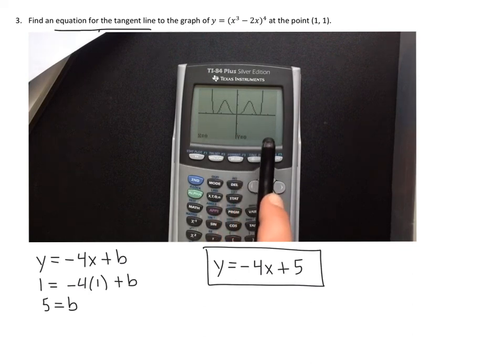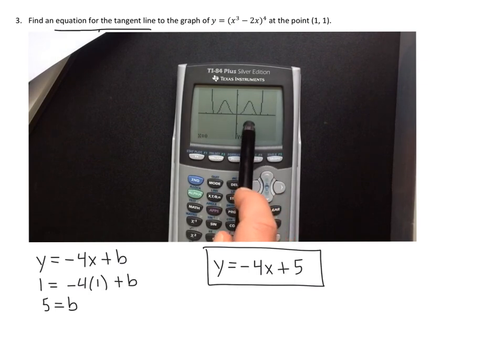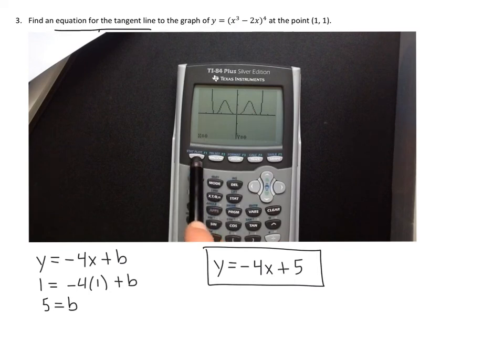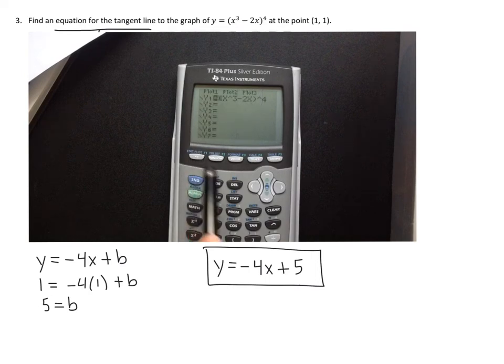Alright, now we found the equation for the tangent line at the point (1, 1). I'm going to go back to my y equals and also graph the tangent line that we found. So hit y equals, arrow down to y2, and I'm going to type in that equation we found, negative 4x plus 5. So I'm also graphing the tangent line to the curve.